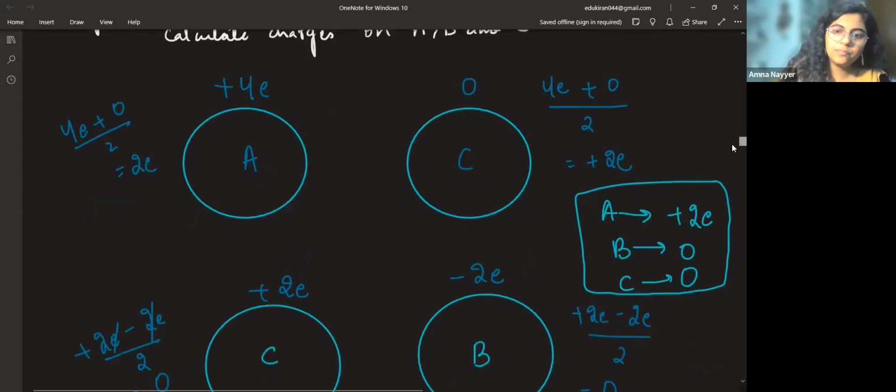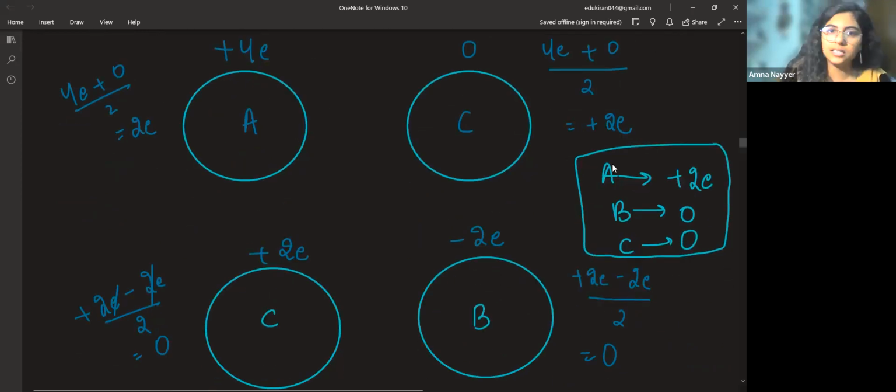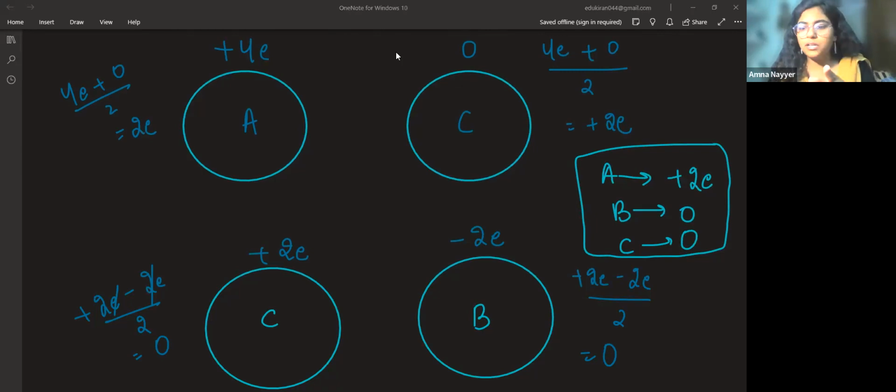Write it down. Then we'll see charging by induction. That is the last method of charging. Fine. Write it. Any doubts in this? Let me know. If you're not audible, just type it in the chat column. All right. I'll respond.